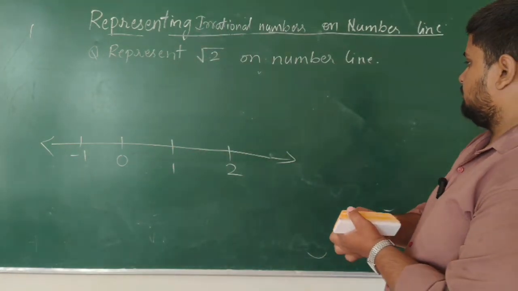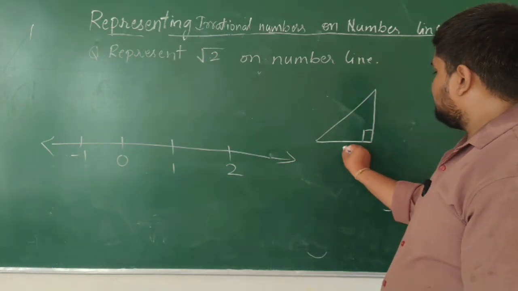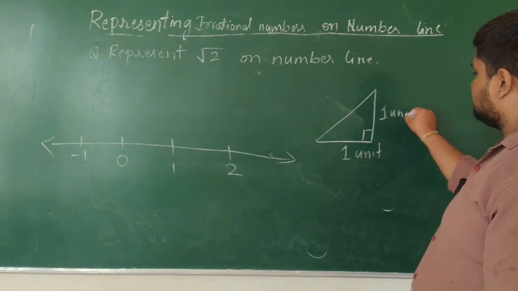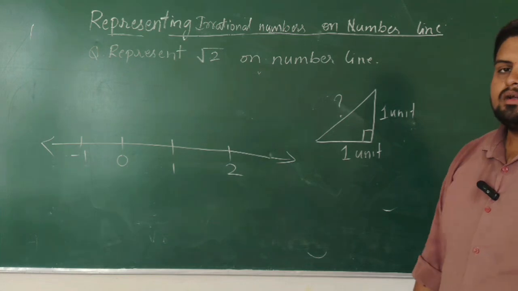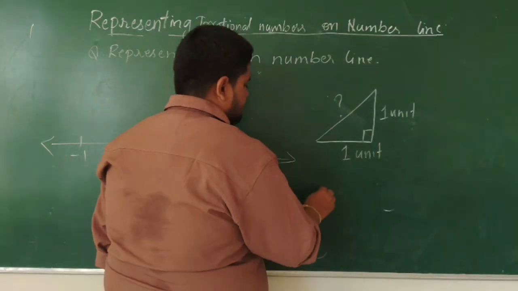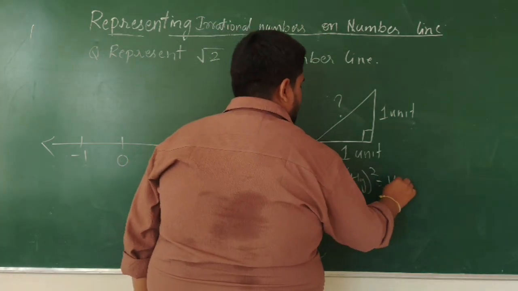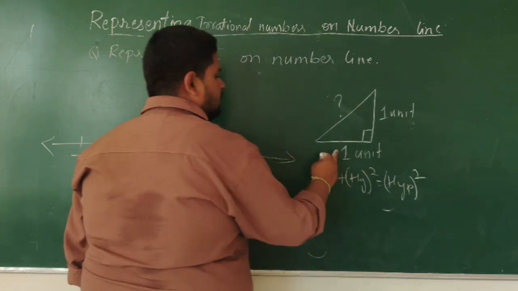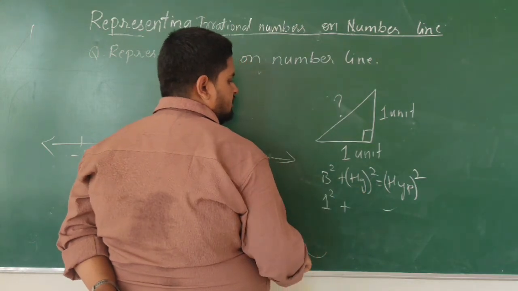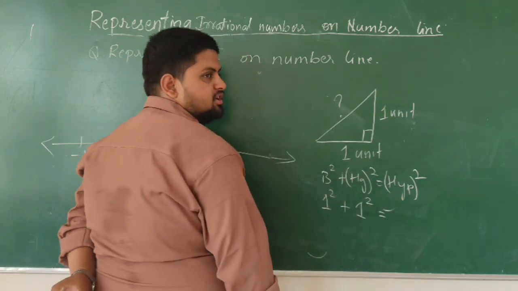So to get root 2, what I will do, I will take a right angle triangle whose base is 1 unit and height is also 1 unit. Now use Pythagoras theorem to calculate the hypotenuse of this triangle. So we know by Pythagoras theorem, base square plus height square is equal to hypotenuse square. What is the base of this triangle? 1 unit. So 1 square plus what is the height of this triangle? 1 unit. So 1 square is equal to hypotenuse square.